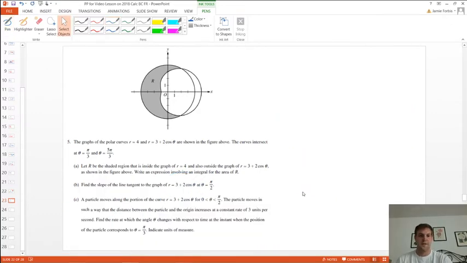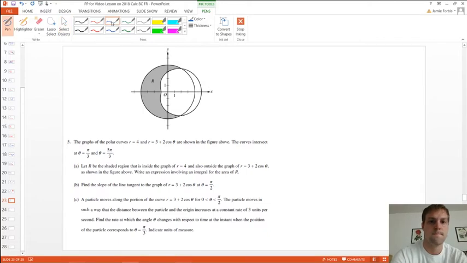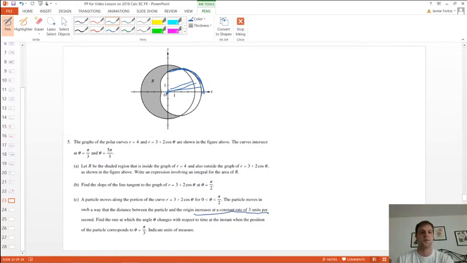And finally, part C says a particle is now moving along the portion of the curve r equals 3 plus 2 cosine theta, when theta is between 0 and pi over 2. So that is, if I can draw it, that portion of the graph. It says the particle moves in such a way that the distance between the particle and the origin, this distance right here, is increasing at a constant rate of 3 units per second.